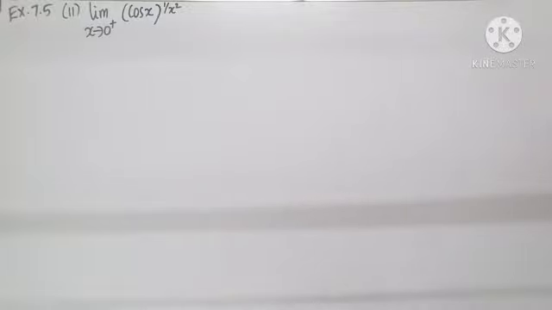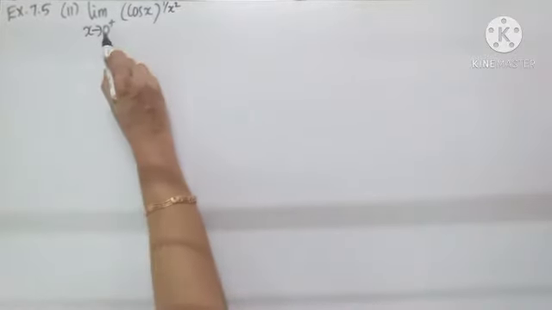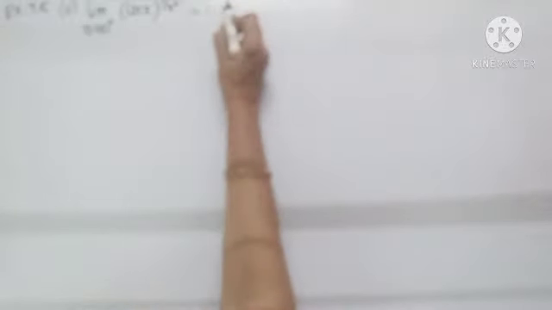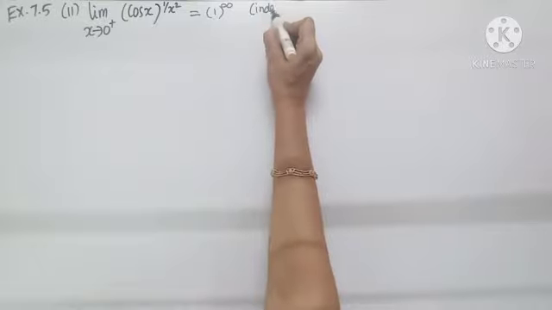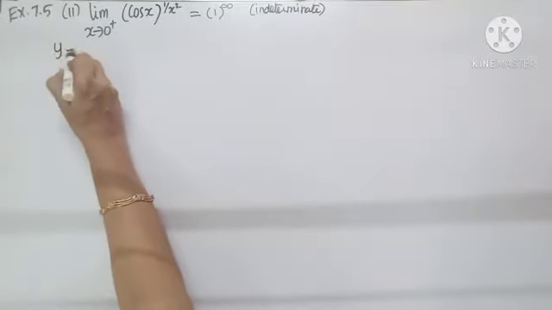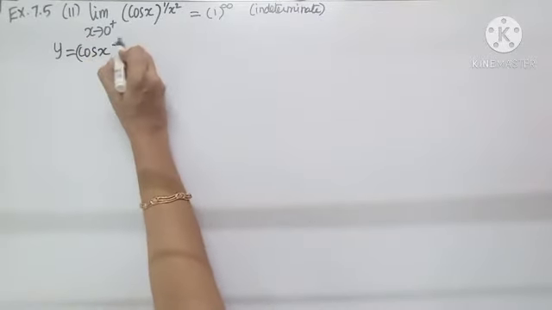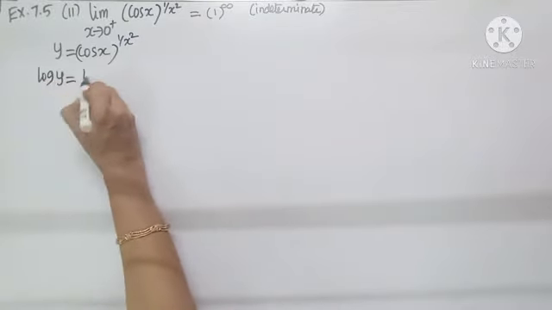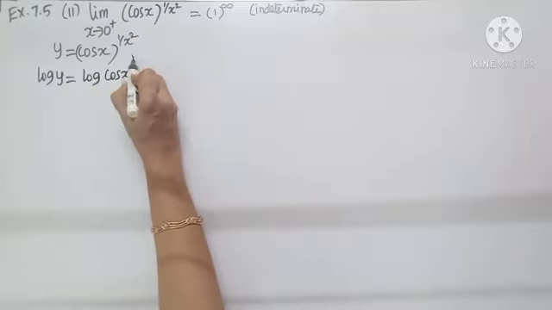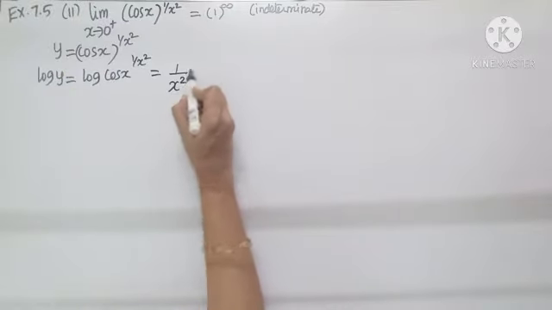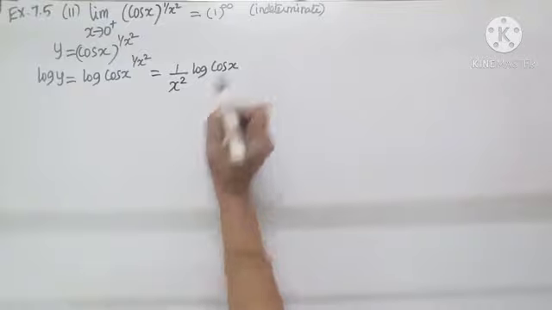Question number 11, limit x tends to 0 plus (cos x) power 1 by x square. If I put 0, cos 0 is 1, 1 by 0 is infinity. So this is indeterminate form. So as before, let us consider the given question as y. (Cos x) the whole power 1 by x square is y. Taking log on both the sides, it is log (cos x) whole power 1 by x squared. Power comes near, so 1 by x squared log cos x.